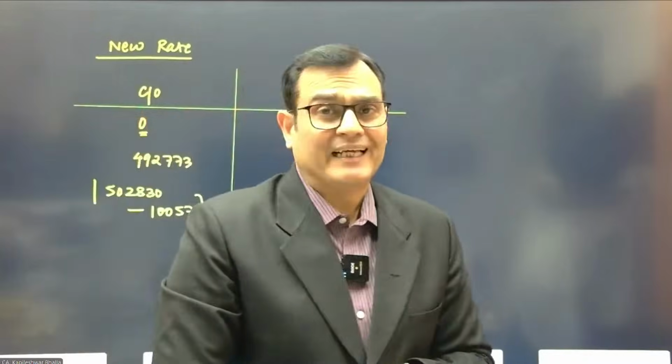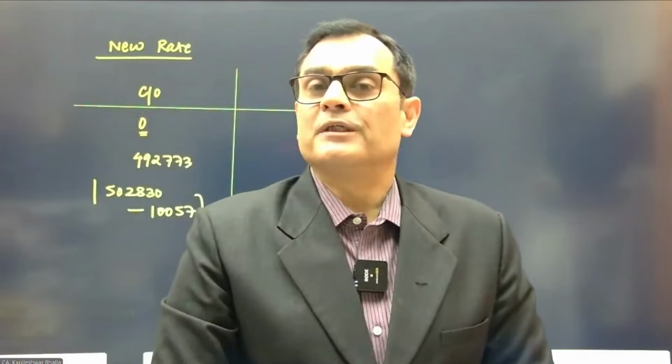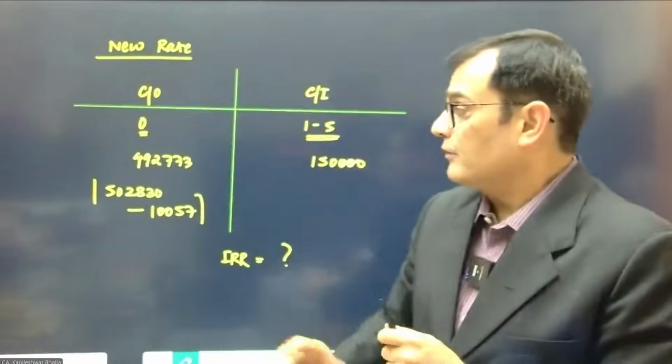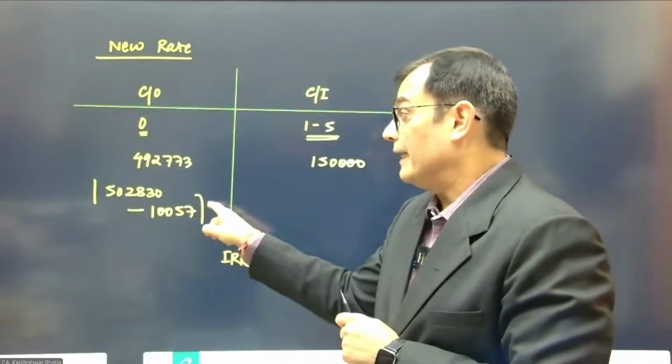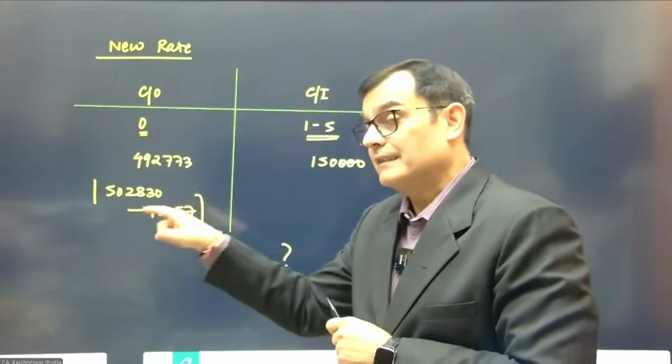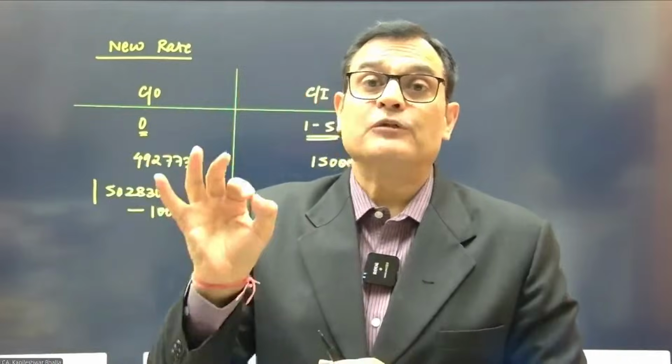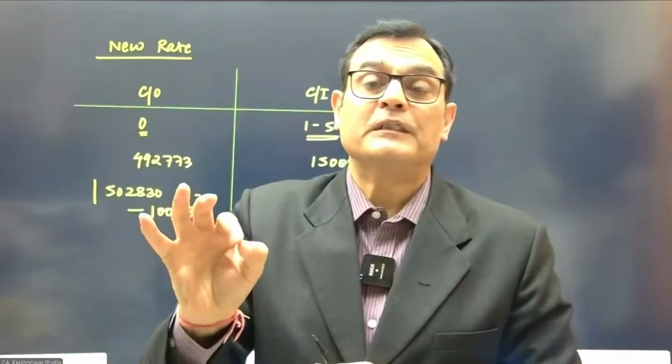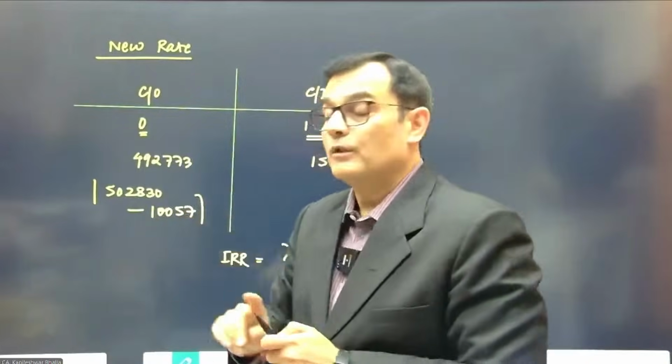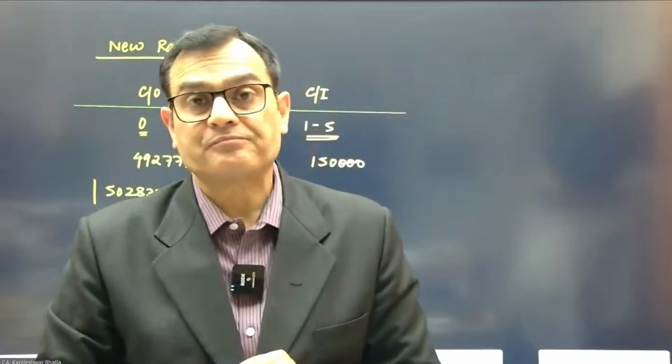Just the way you do it in finance. Just use a hit and trial technique and do this. Now, I know at 15%, we are going to get a positive NPV. Because if your outflow gets reduced by this figure, I know that at 15%, this is the NPV. I know this in advance. Because if you calculate the NPV at 15%, you're going to get NPV 10057 for sure.